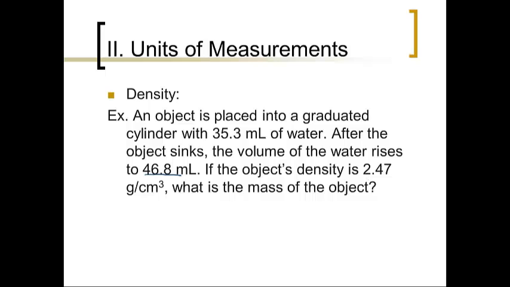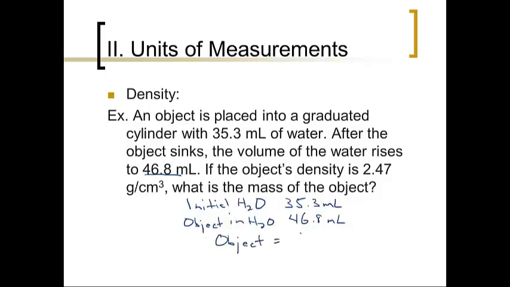Okay. Well, what do we know? Well, initially, the water's volume is 35.3 mLs. Okay. Once you put the object in the water, the volume is 46.8 mLs. So, the volume of the object must basically be the difference between those two. So, 46.8 minus 35.3, that will give you, let's see, 11.5 milliliters. That's the volume of the object.